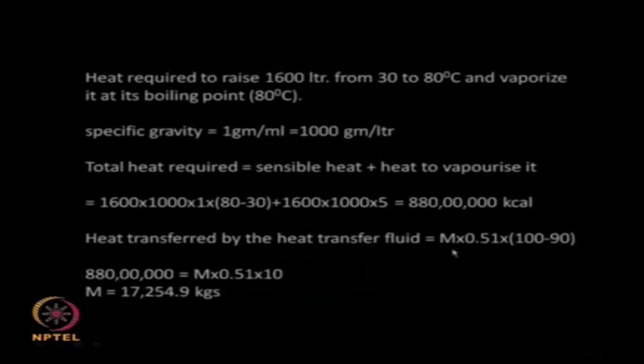So what do I do? Same mass balance: mass into specific heat into delta T. Specific heat is 0.51, delta T is 100 minus 90, and mass will be in so many grams. So I equate this with this. Here we are neglecting heat loss to the surroundings.